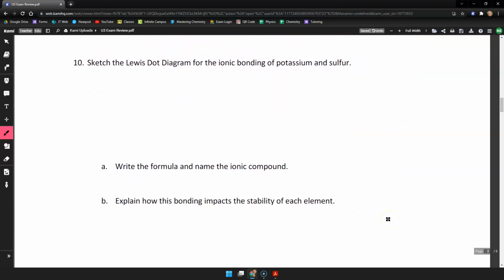Okay, 10 says, sketch the Lewis dot diagram for the ionic bonding of potassium and sulfur. Okay, so we've got potassium, which is K. Potassium has 1 valence electron, so it gets 1 dot. And then sulfur. Sulfur has 6 valence electrons, so it gets 6 dots.